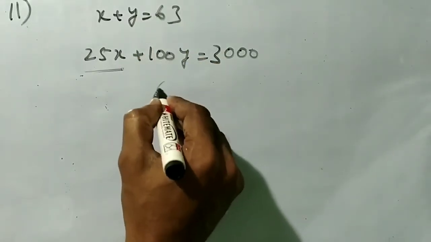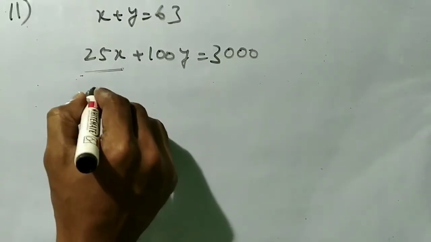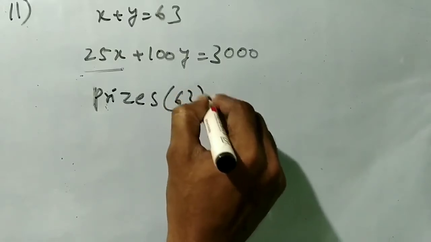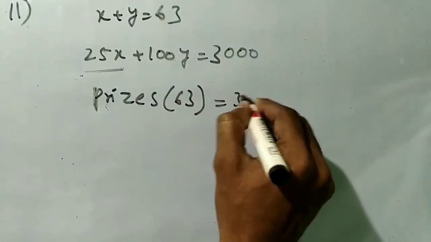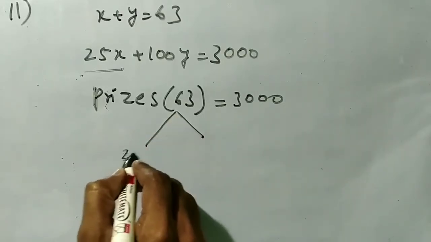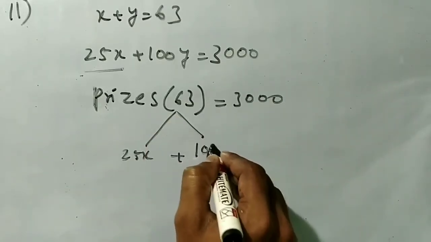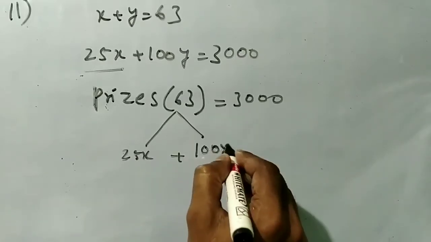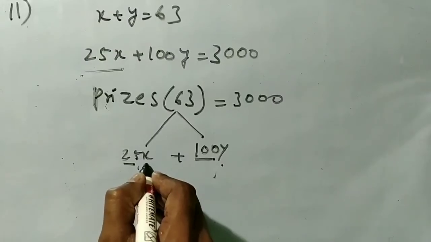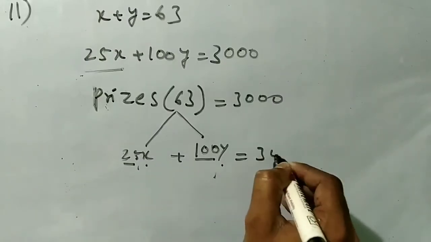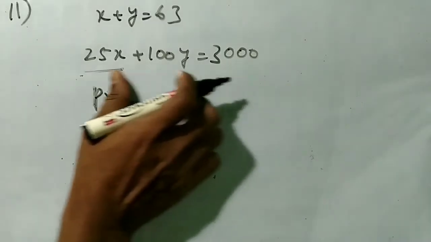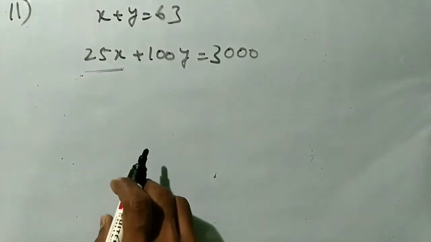Here 63 prices, we have 63 prices which cost 3000, but the 63 have two types of prices, 25x and 100y. The 100 is the cost of a price, 25 is the cost of a price, and x and y are the number of each type. So it is equal to 3000 here. So let us erase all this and go into the problem.